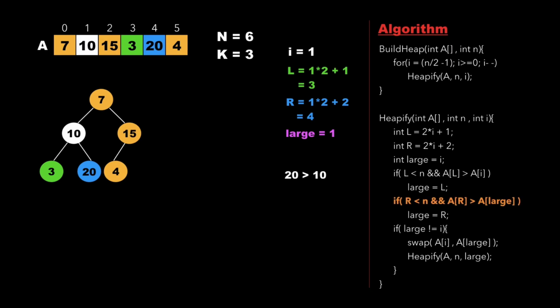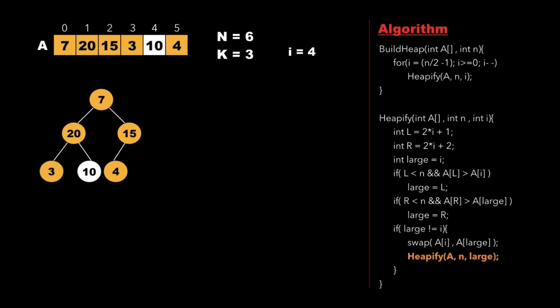Since it is not, we also check whether the right child is greater than the value of the parent node, that is, 20 is greater than 10. Therefore we update the value of large as 4 and check whether large is not equal to i, that is, 4 is not equal to 1. Therefore we swap A of i with A of large, that is, we swap 10 with 20. And after swapping, we again call the heapify function for the node at index 4.